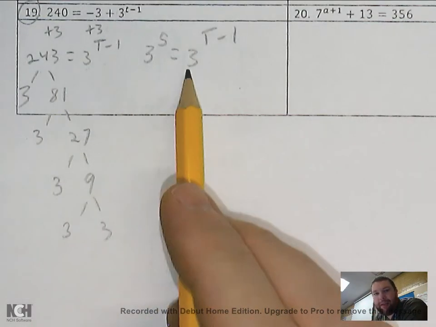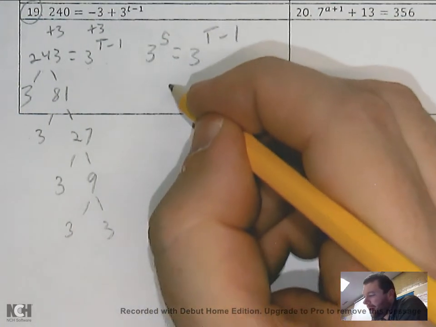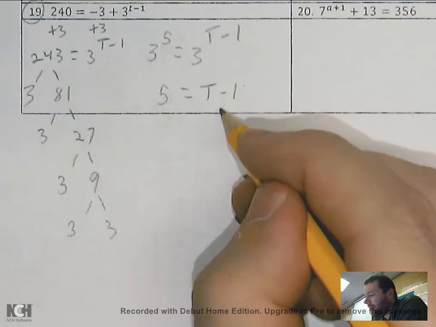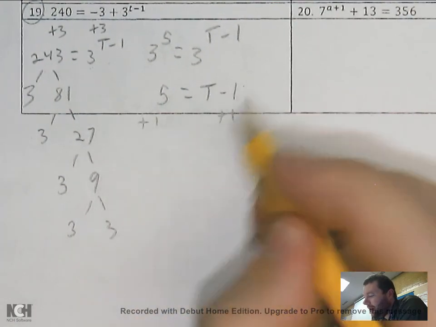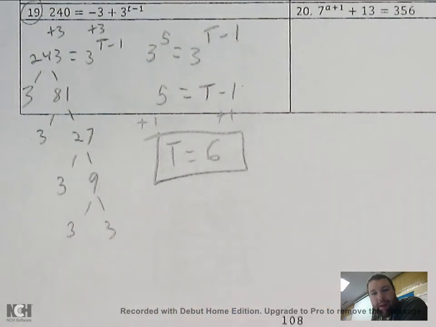Now they have like bases, which means the exponents must be equal to each other. So I drop the bases. 5 is equal to t minus 1, and then I just have to add 1, and t is going to equal 6. And that's my answer. Again, not too tough, right?